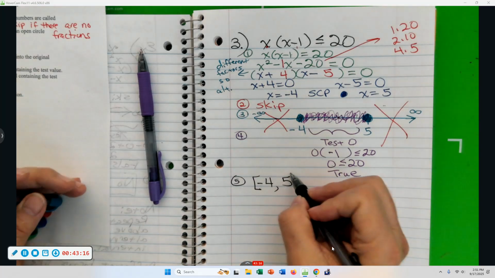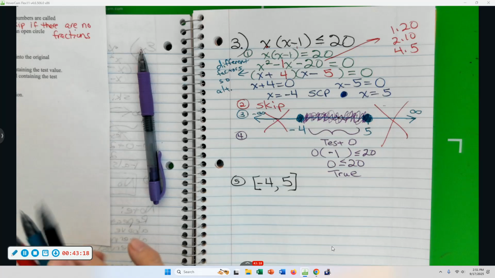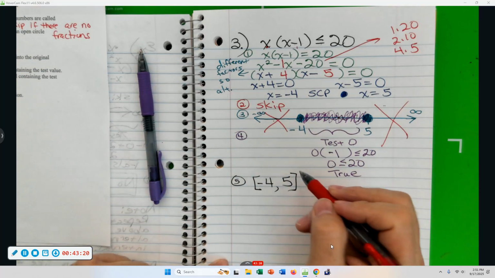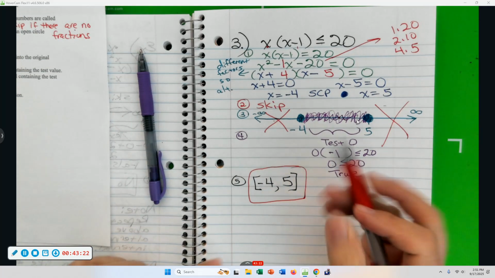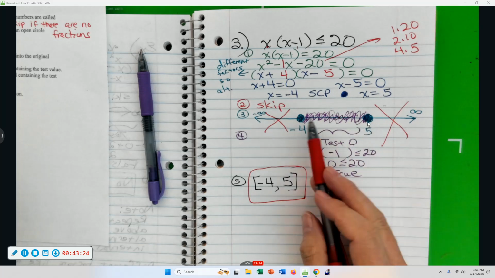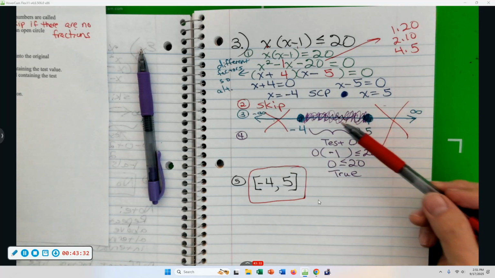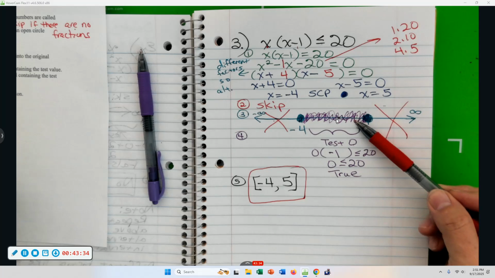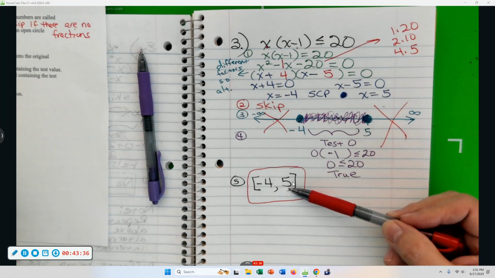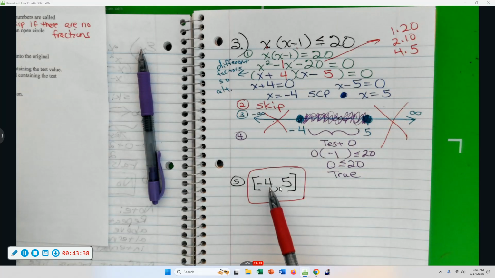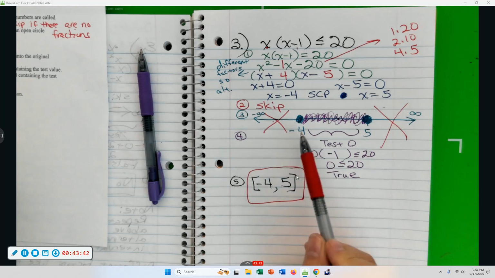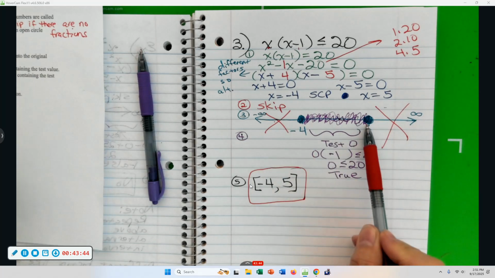What do I put after that 5? A bracket. An interval like this is called a closed interval. It's called a closed interval because both endpoints are closed circles. An interval that's parentheses on either end is called an open interval, but this is the first time we've had a solution that is a closed interval. You can plug in any number between -4 and +5, including the endpoints, -4 and 5.